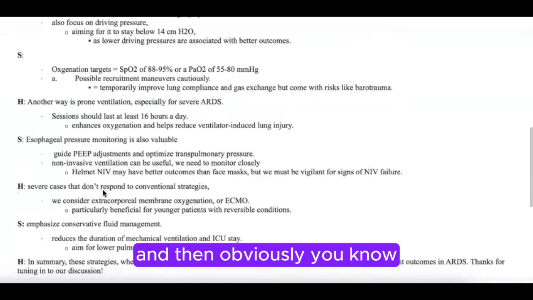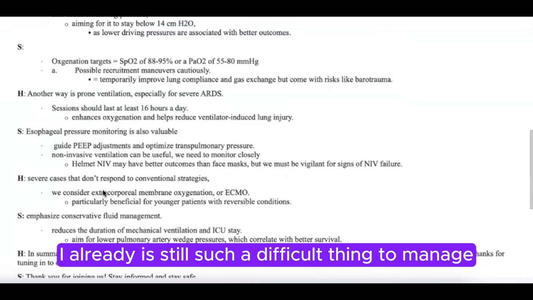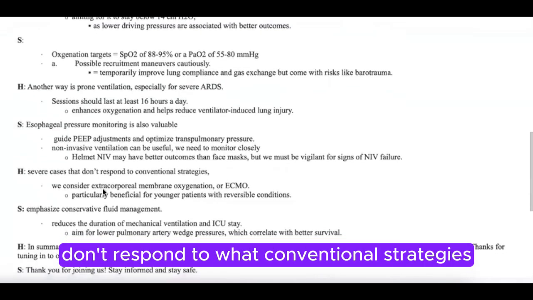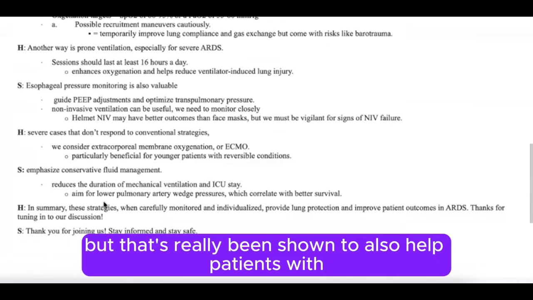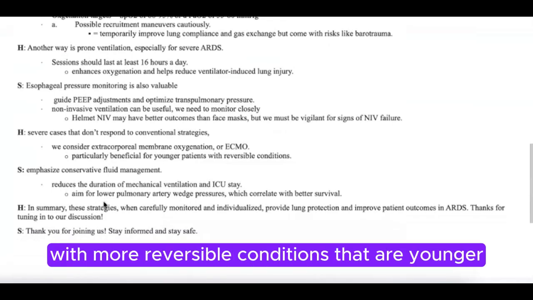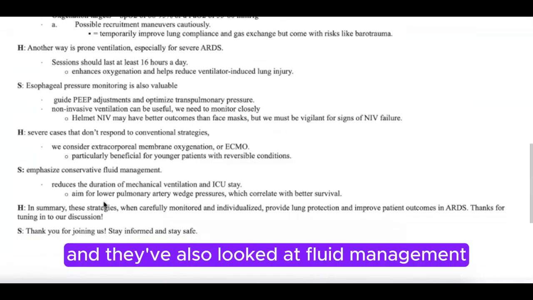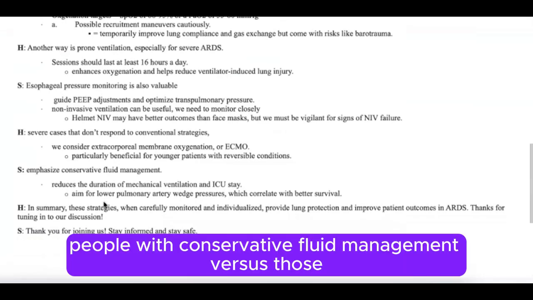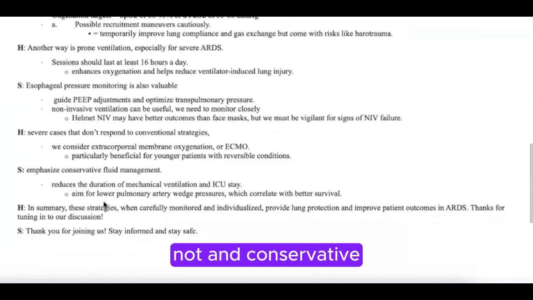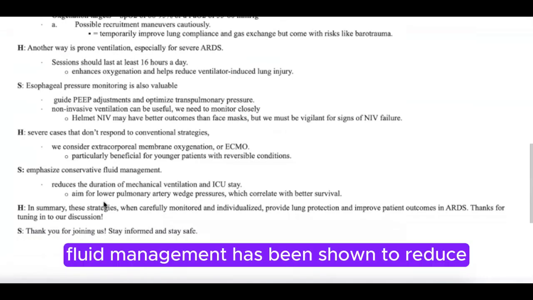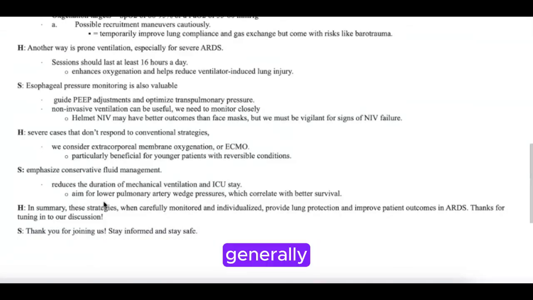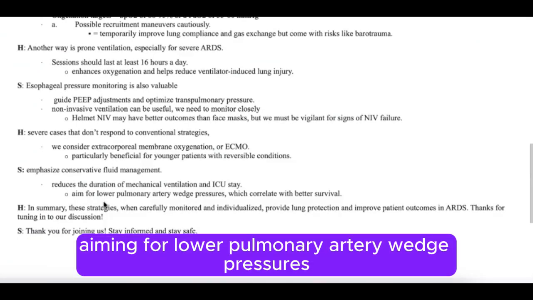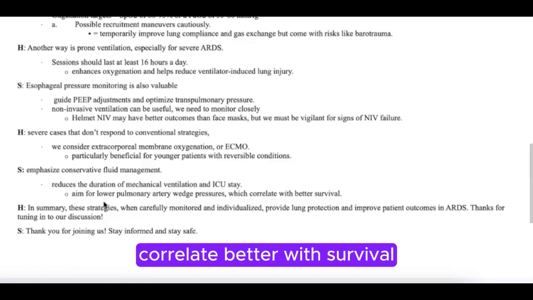That's a good point, man. And then obviously, ARDS is still such a difficult thing to manage. The severe cases don't respond to conventional strategies. You can talk about ECMO, but that's really been shown to help patients who have more reversible conditions and are younger. And they've also looked at fluid management, comparing conservative fluid management versus not. Conservative fluid management has been shown to reduce the duration of mechanical ventilation and ICU stay. Generally, aiming for lower pulmonary artery wedge pressures correlates better with survival.